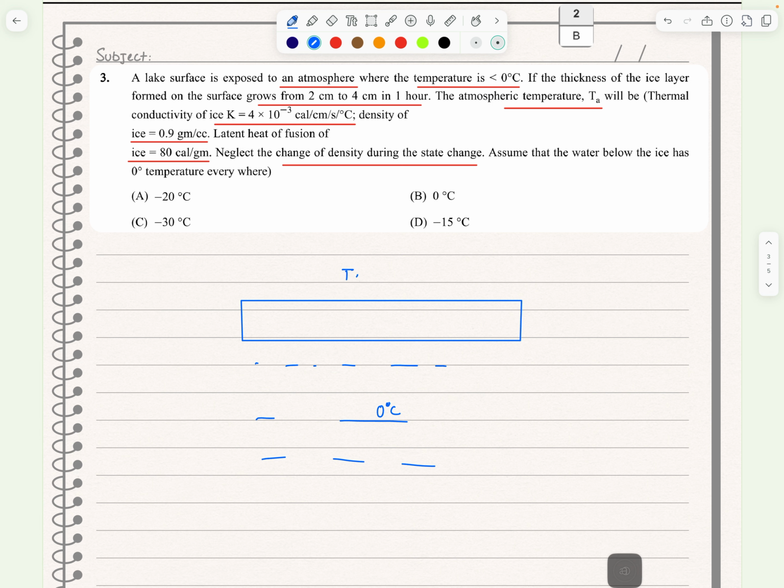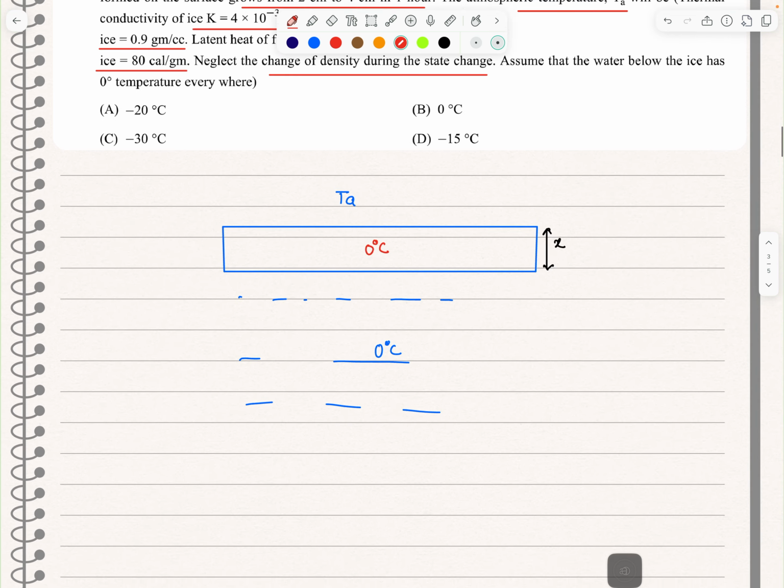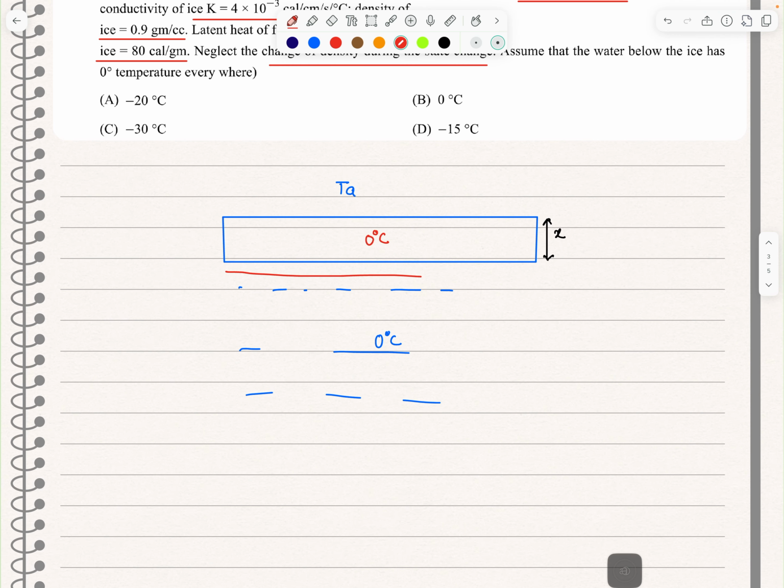And the surrounding temperature they are saying is Ta. This temperature everywhere is 0 degree centigrade, and this is also 0 degree centigrade. So what we can say is, at any instant of time, let's say the thickness of the ice which is formed is x. In the next interval of time, dx amount of ice further forms.